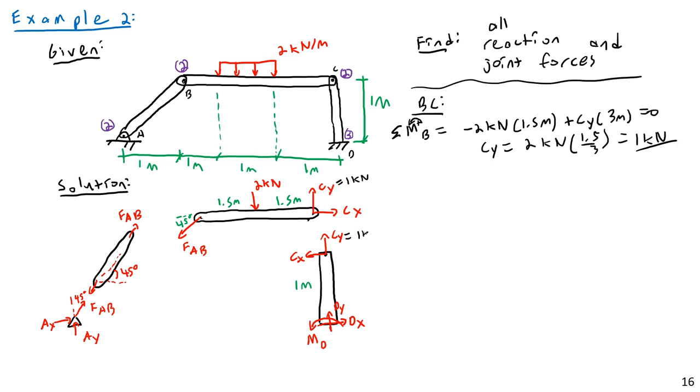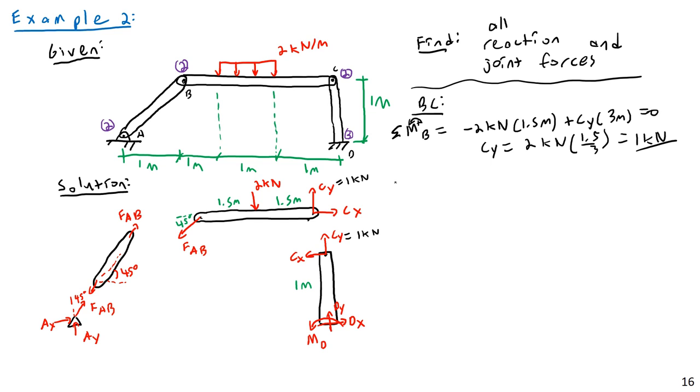So we're seeing in this example that sometimes it does not actually behoove us to go and do the global free body diagram first. In this case, I didn't see much to gain from doing that. I saw that something immediately popped out at me, which is that we had this member here that would have only 3 unknowns, and that'd be relatively easy to solve.